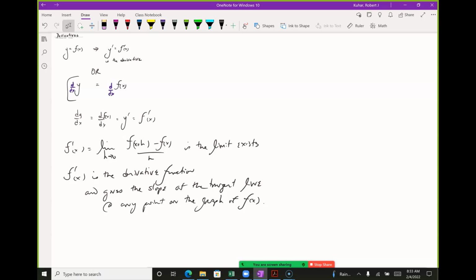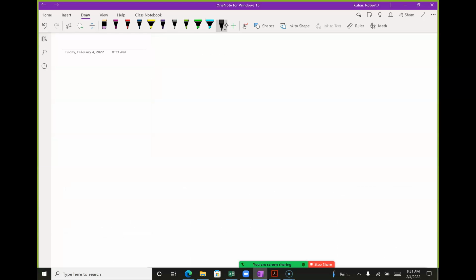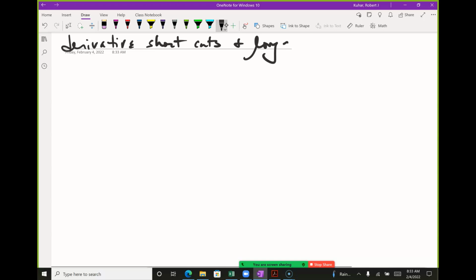Okay, let's do a real quick example, okay? Now, I want to kind of teach you shortcuts at the same time I do this limit, okay? So I'm saying derivative shortcuts and long cuts. We're going to memorize the shortcuts, and we're going to practice that limit, right? So I'll say to you on your chapter 2 test, find the derivative using a limit, right?